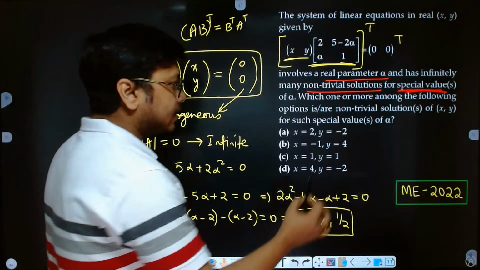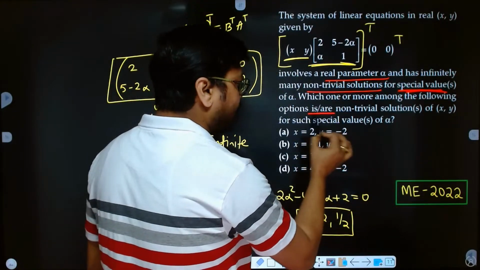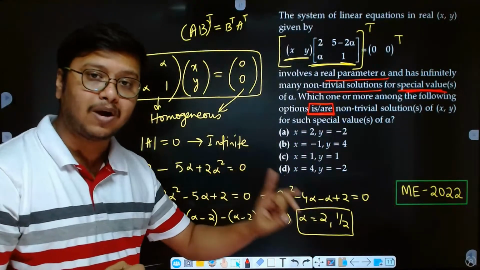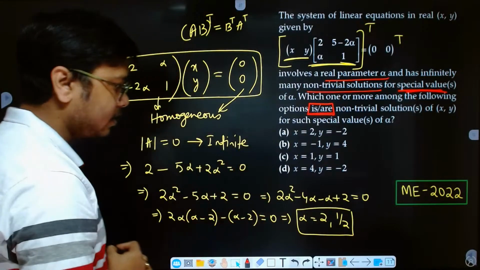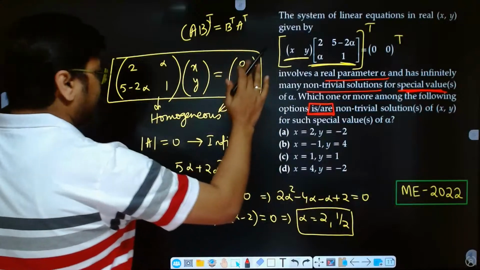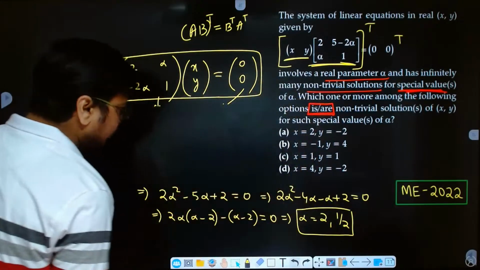Now again, you can see there is special values of alpha, what is or are. This is again important, is or are, so that means there can be more than one correct answer. It is asking for is or are, multiple correct answer question. All right, so let's place the alpha values one by one. So this is our system of equation.